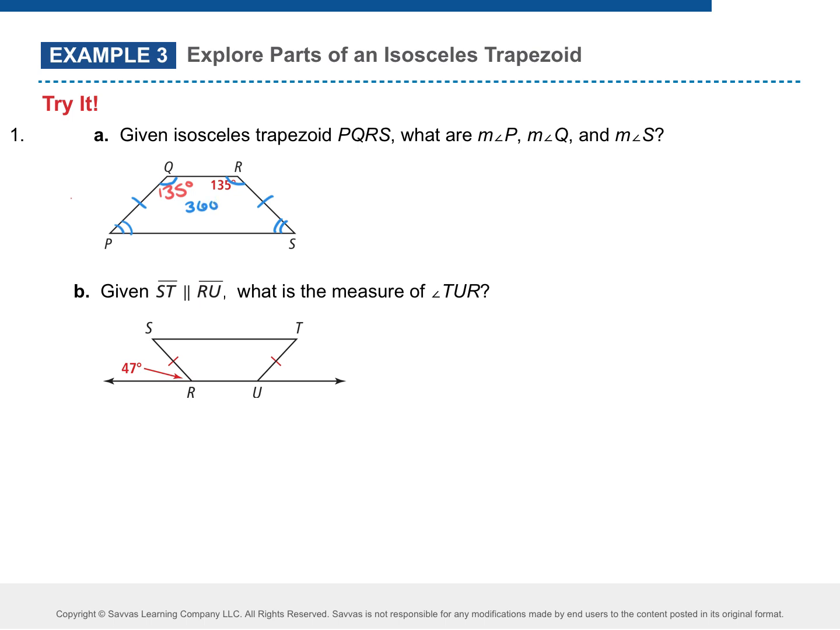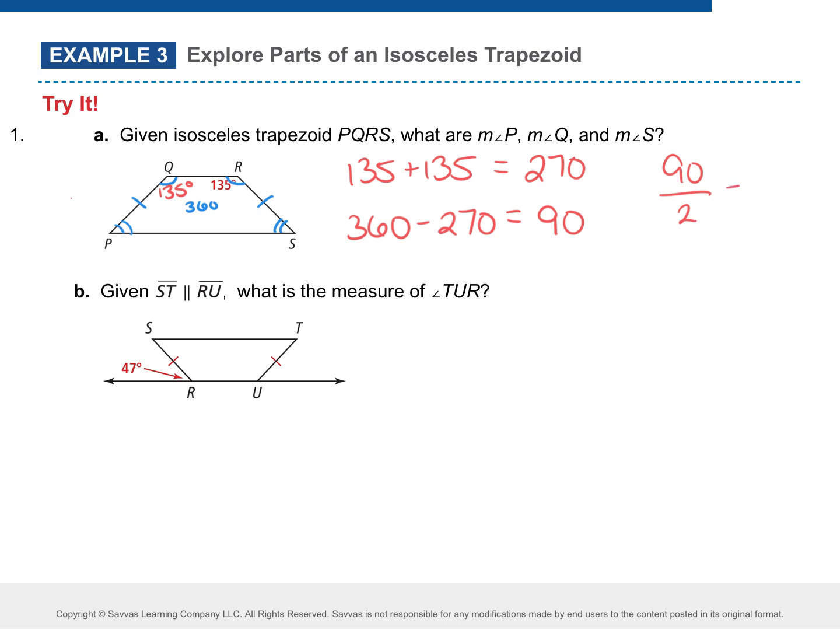So, how would we find the other two missing angles that are the same? Yep. We would take 135 plus 135, which is 270. What do I do with 270? Yep, 360 minus 270 is 90. Right, because 90 is both of these. So now I take 90 divided by 2, which is 45. Okay. Is that very similar to what we did with isosceles triangles? It's the same exact process, okay?